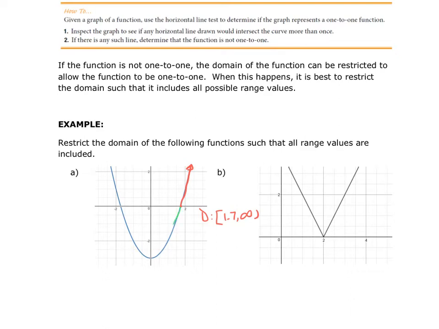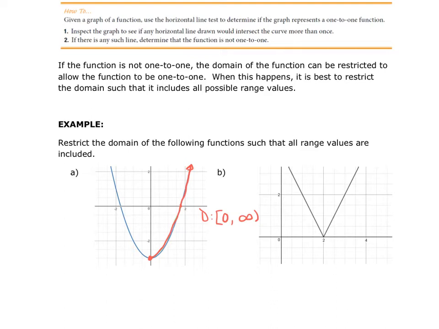Now, if I restrict it right there, then I'm missing all of these in green. So I'm not going to cut it there. I'm going to cut it at what is called the vertex. When we get into quadratics in chapter 3, we'll call that the vertex. So when I have a quadratic, which is when I have a power of 2 and it has this shape, then I'm going to cut it at the vertex, at the very bottom or the very top. So from 0 to infinity. Now the red line is one-to-one.